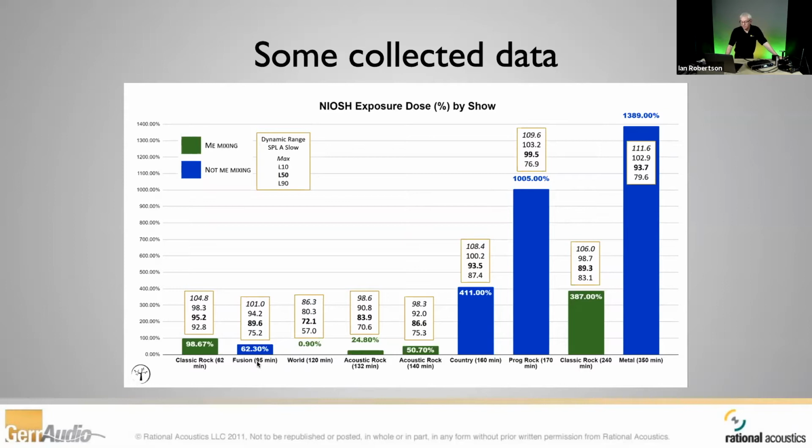This one here, a 95-minute show, was only 89 over 50 minutes. So that was only 62%. And they vary across. What happens, though, is it gets scary when we get down into some of the longer shows and the louder shows. This country show, for instance, produced 411% of your daily safe dosage for sound pressure level. This progressive rock show that went for 170 minutes is 1,000% of your daily dosage.